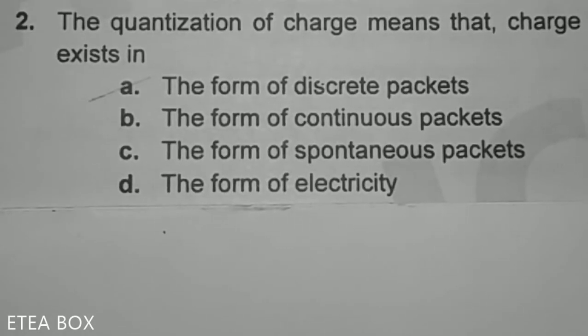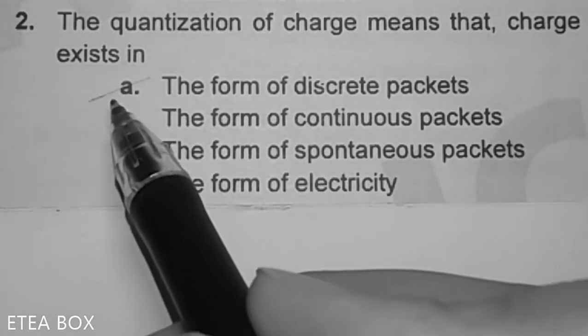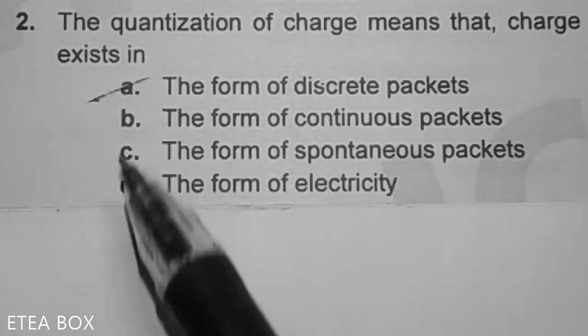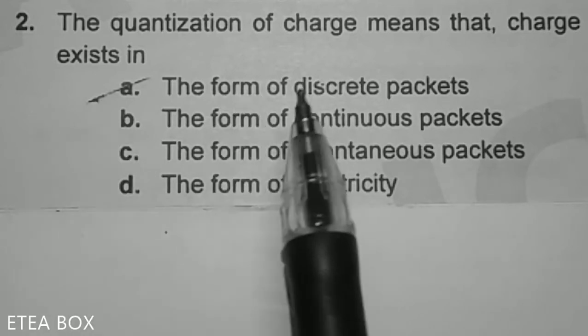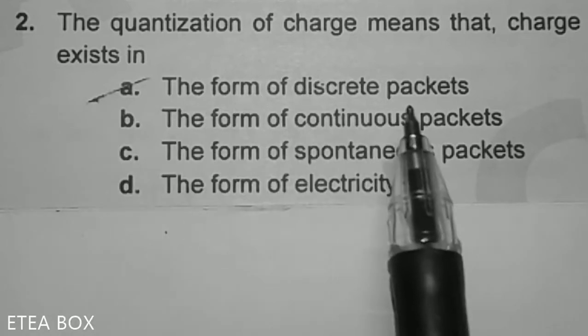The quantization of charge means that charge exists in the form of discrete packets. Quantization means a charge must be a whole number like 1, 2, 3, 4 and 5, and it must not be half, 2/3, etc. A charge must be a whole number. So quantization of charge means the form of discrete packets.